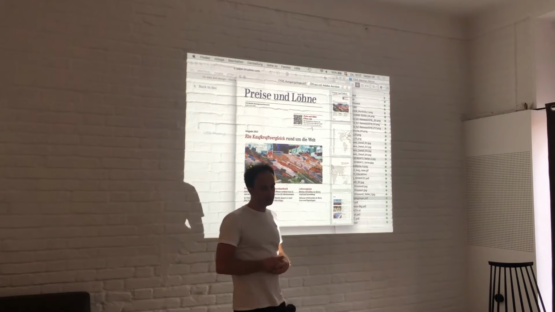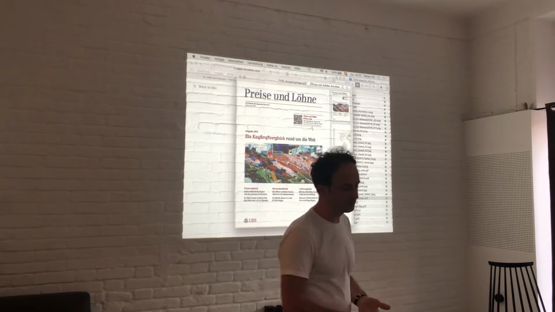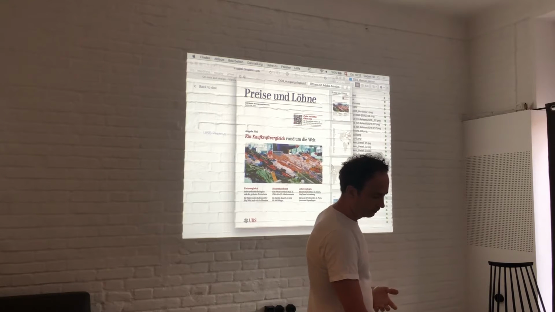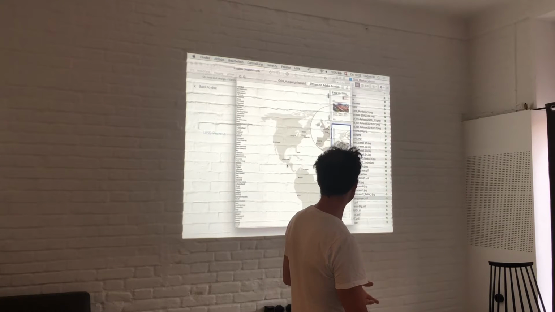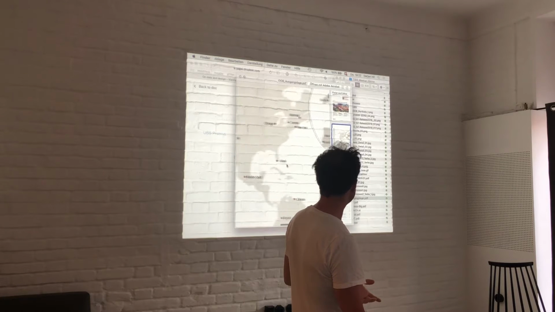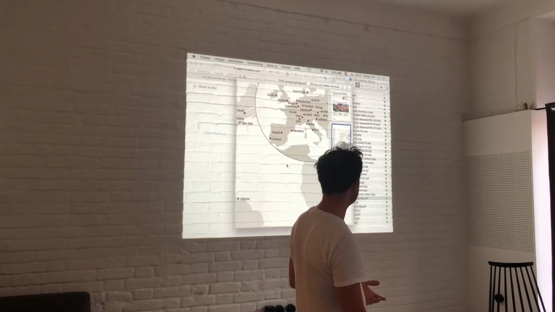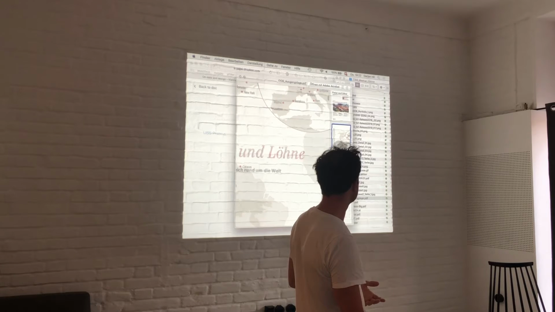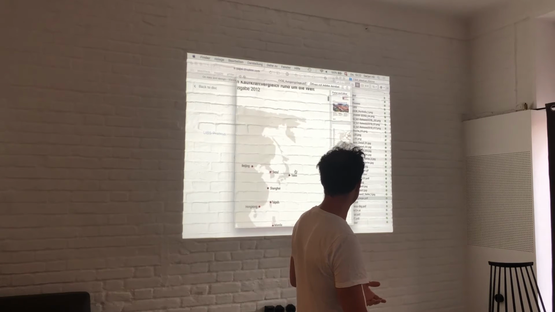So we went through this brochure, and the nice part is it's called Preise und Löhne, so prices and earnings, and it is done every 4 years by the bank. And it is done, maybe you can see it a little bit here, in 72 cities around the world. So these are the pages.